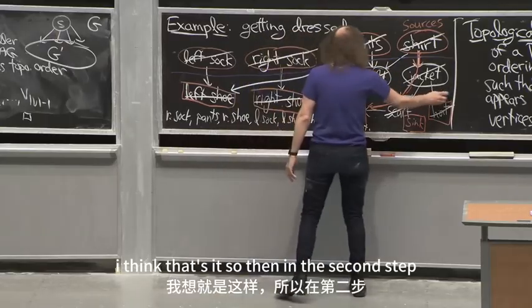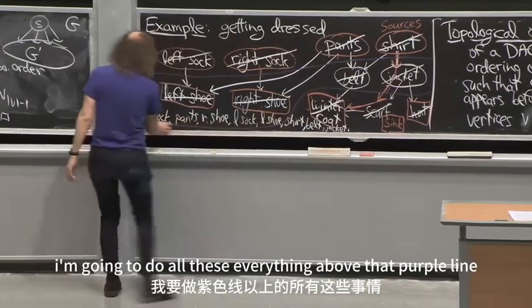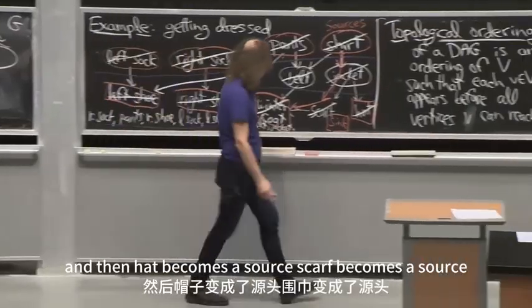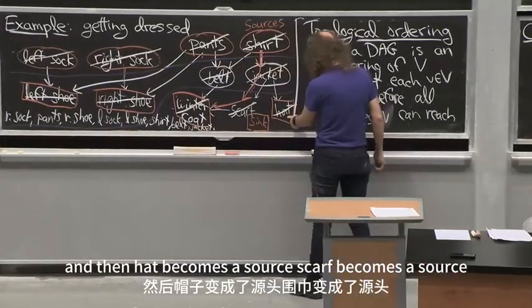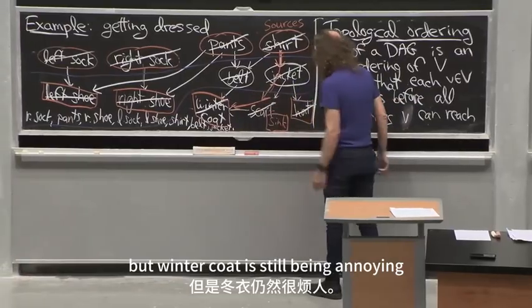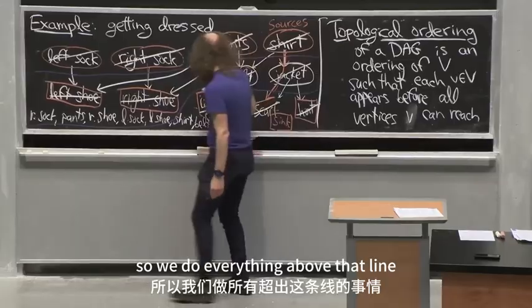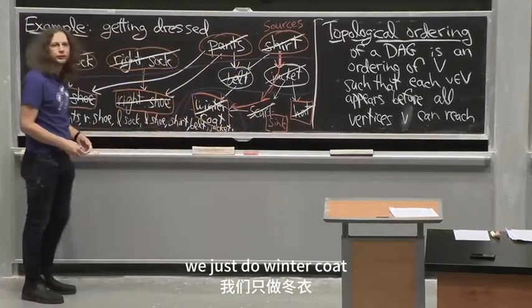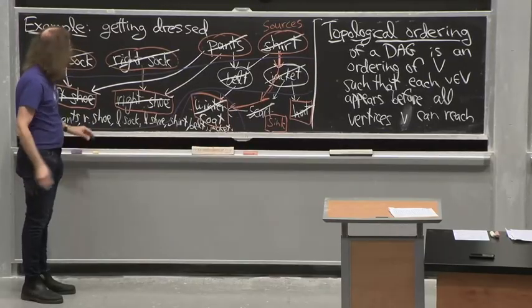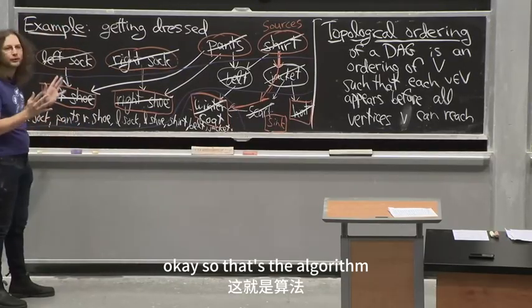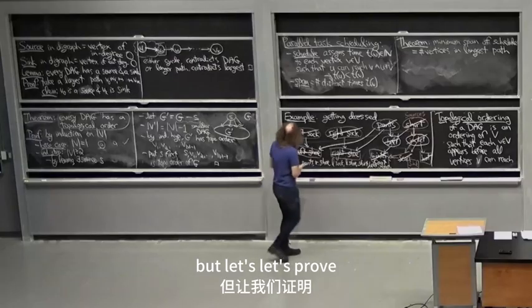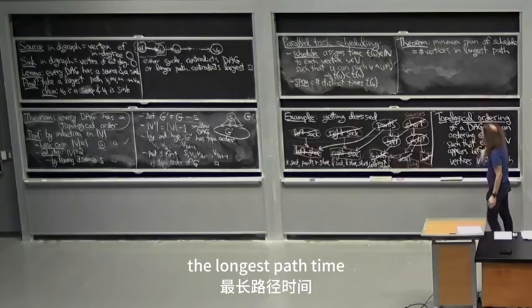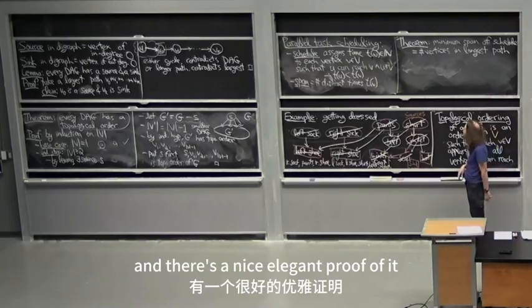I think that's it. So then in the second step, I'm going to do everything above that purple line. And then hat becomes a source, scarf becomes a source, but winter coat is still being annoying. So we do everything above that line. And then in the 4th round, we just do winter coat. Okay, so that's the algorithm. But let's prove it. It's not obvious that this algorithm takes exactly the longest path time, and there's a nice, elegant proof of it.